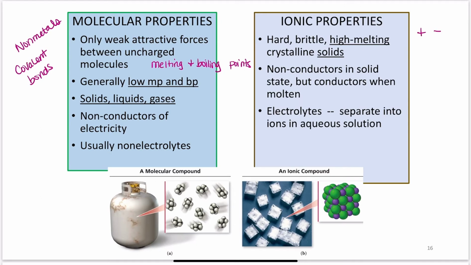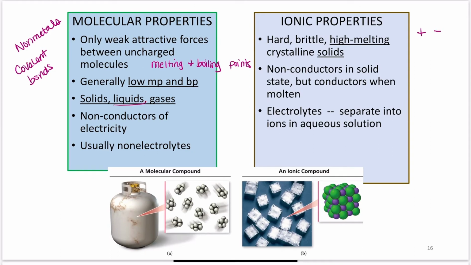Molecular compounds can exist as solids, liquids, or gases at room temperature. A lot of nonmetals are gases at room temperature. There are definitely solids at room temperature. The lower we get on the table and we're still in the nonmetals, they're going to be solids.